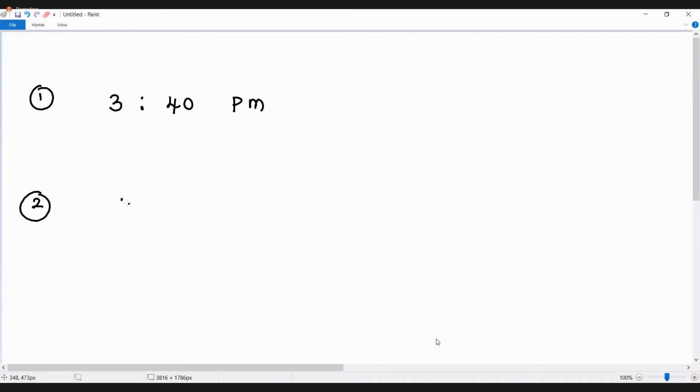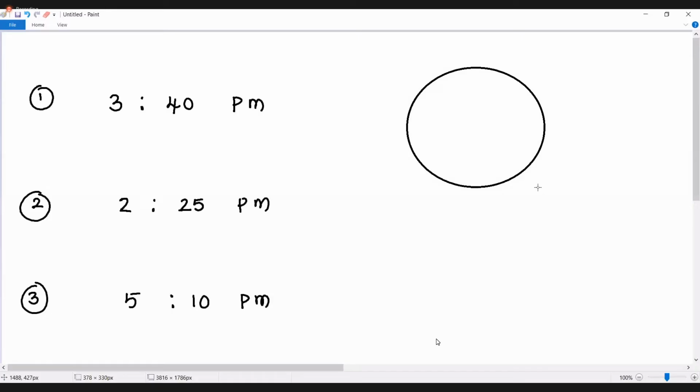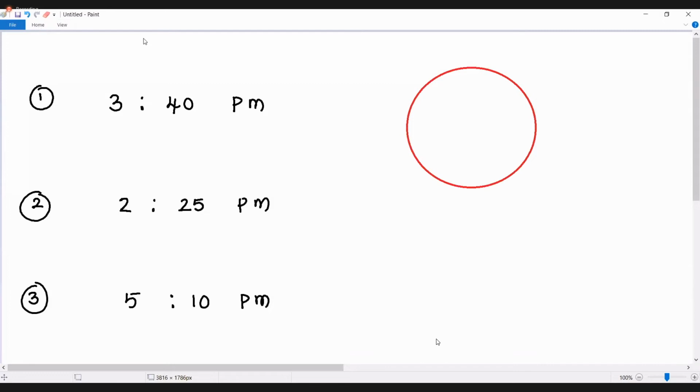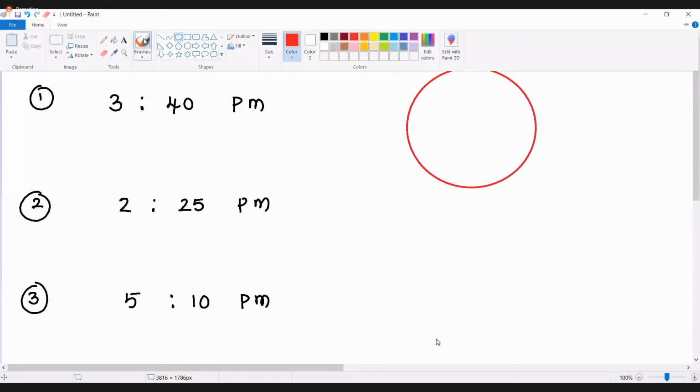Next question: 2 o'clock 25 minutes, 2:25. What is the angle between the minutes and hours hands? Then 5 o'clock 10 minutes. What is the angle between minutes and hours? And 3 o'clock 40 minutes. Find out the answers for these three questions. Just observe; it's a very simple approach. You can directly get the answer.